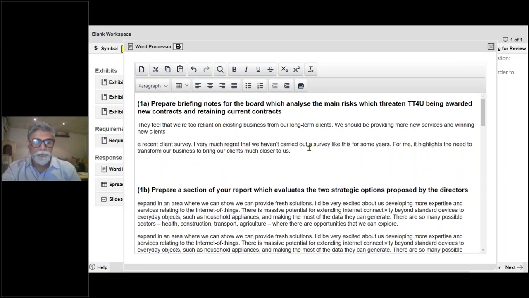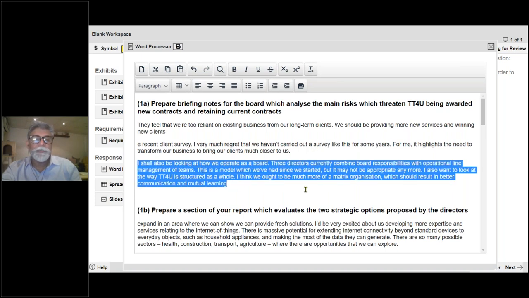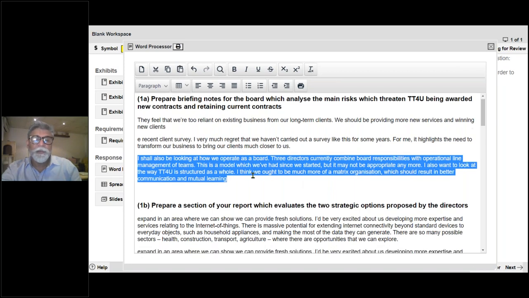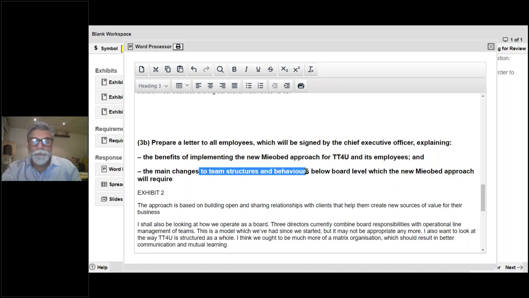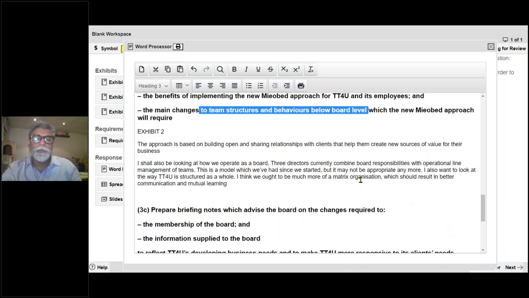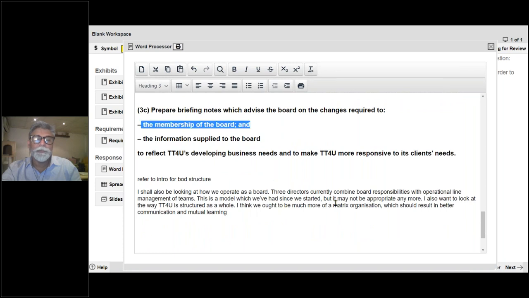That our structure is inappropriate. And obviously, if your structure is inappropriate, what's the impact? How can it affect your business adversely? I pasted this point in three places. Number one, as a risk. Number two, changes to the employee and team structures below the board level. And number three, changes to the board of directors.